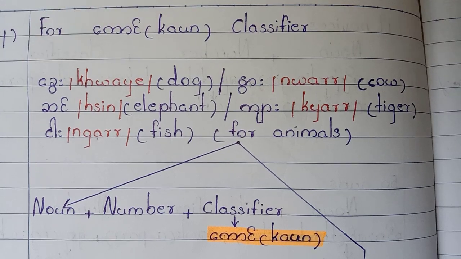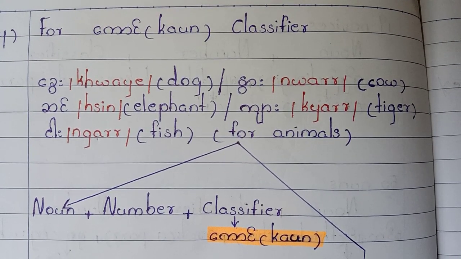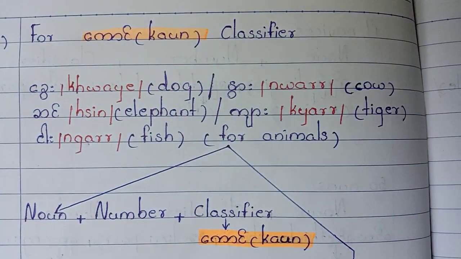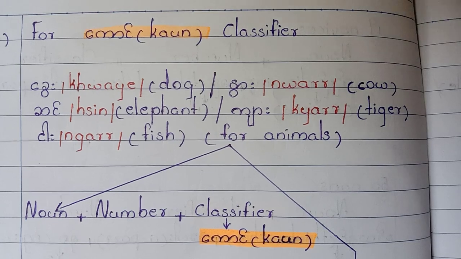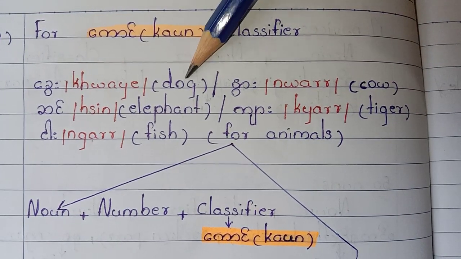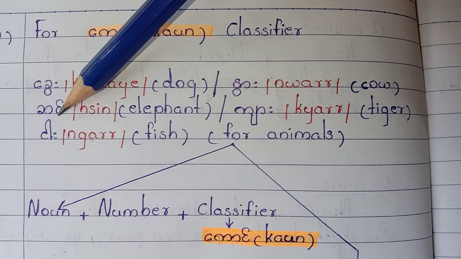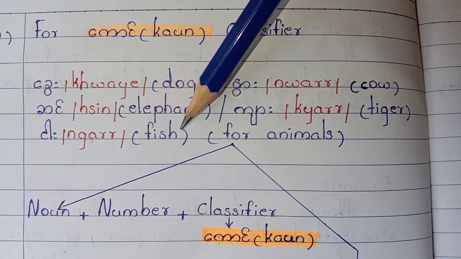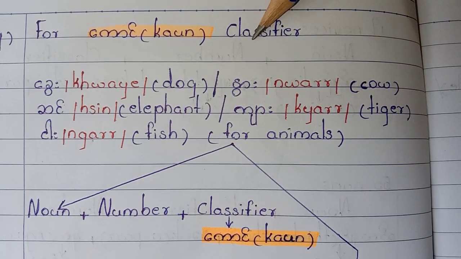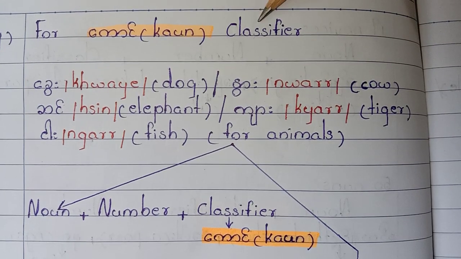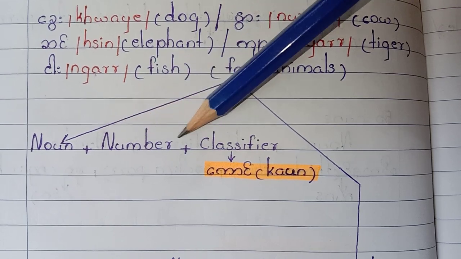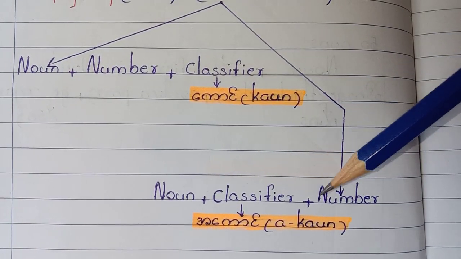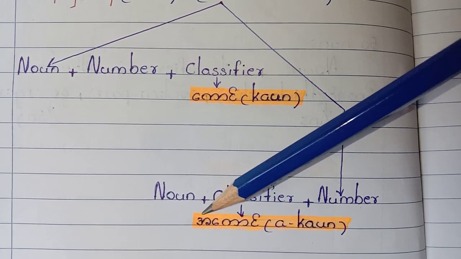Example number four, the ga classifier. Kui means dog, noa is cow, sin is elephant, za is tiger, nga is fish. So for animals, you have to use the ga classifier. Part A, noun plus number plus classifier. The classifier must be ga. Part B, noun plus classifier plus number. The classifier has to be aga.